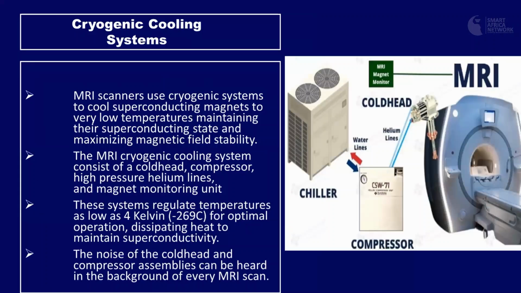And the cryogenic cooling system. MRI scanners use a cooling system to cool the superconducting magnets to very low temperatures so as to maintain their superconducting state and maximize the field stability. So it uses helium, okay? And these systems regulate the temperatures to as low as minus 269 degrees centigrade. It can also generate noise. That's why when you come near an MRI machine, you hear some background noise. Most of it comes from this cryogenic cooling system.